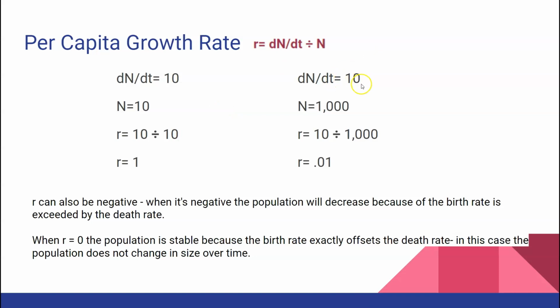And then here, our other example, we had 10 individuals born that year. If the original size of the population is 1,000, then we've got 10 divided by 1,000, so our per capita growth rate would be 0.01, which is not a large number. We're still seeing an increase, but it's not a rapid increase. If R were to equal 0, the population is stable because the birth and death rates would be equal, and we don't see a change in size over time.